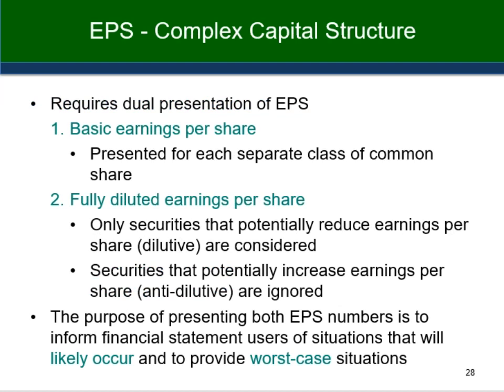So if we have a complex capital structure, we have to show basic and fully diluted earnings per share. And the purpose of reporting the diluted earnings per share is to disclose the maximum possible reduction in earnings per share that could take place if all the qualifying issuable common shares were in fact issued. So this calculation requires the determination of the weighted average number of common shares issuable and the income effect of various issuance possibilities.